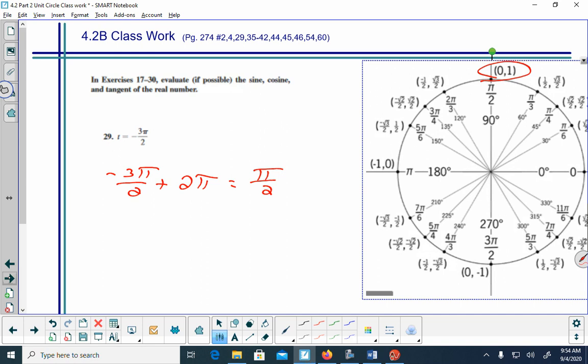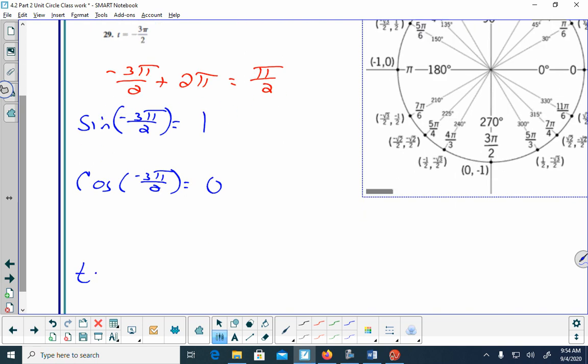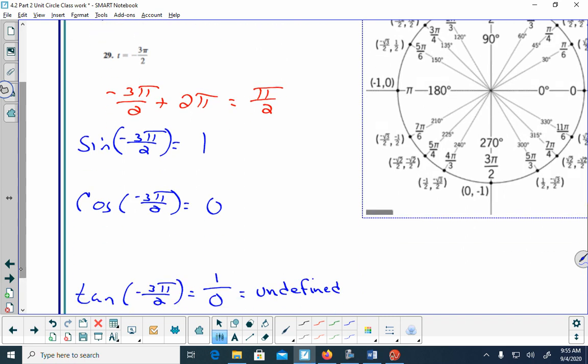So to find the sine of -3 pi over 2, it's going to be the y value, which is 1. The cosine of -3 pi over 2 is going to be the x value, which is 0. The tangent of -3 pi over 2 is going to be my y, which is 1, over my x, which is 0. So this is going to be undefined. And I think it just wanted the 3. Yes, it just wanted the sine, cosine, and tangent. So I am done with that question with those 3 answers.